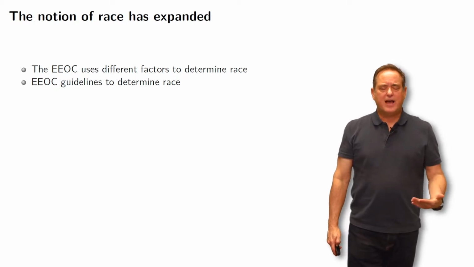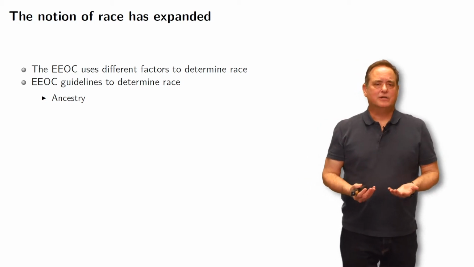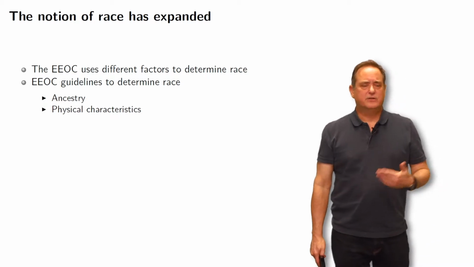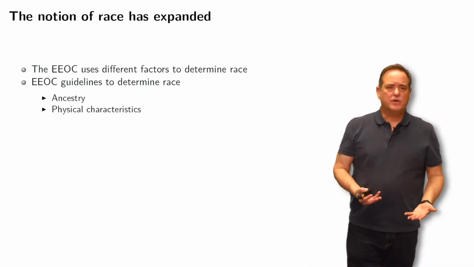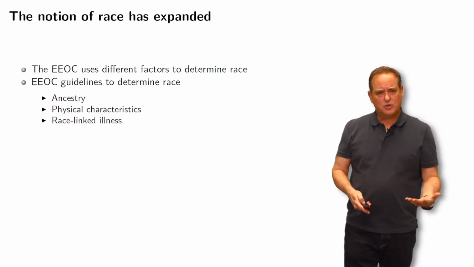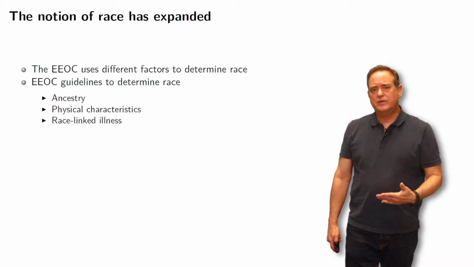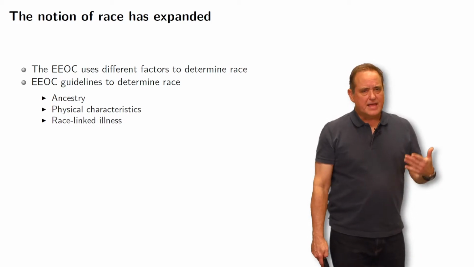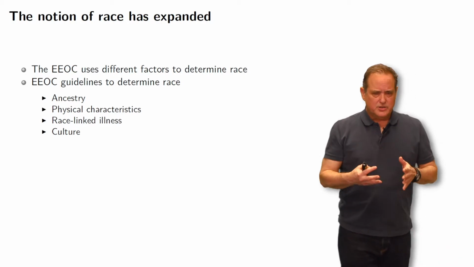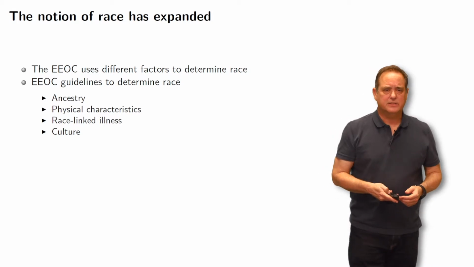And so it uses a number of factors to help guide the decision. So they'll look at things like ancestry. Where were your ancestors from? What race did your ancestors consider themselves? Obviously, physical characteristics are important in racial classification. What do you look like? Race-linked illness, where illnesses that are unique to one race can establish your link to that race. Also, culture. What is your cultural background, your cultural heritage, say?